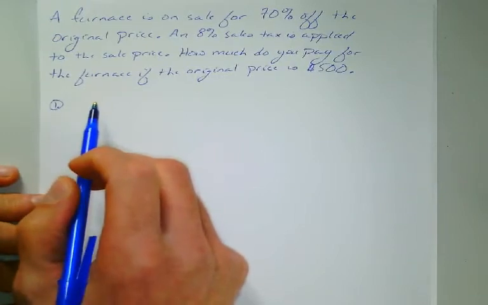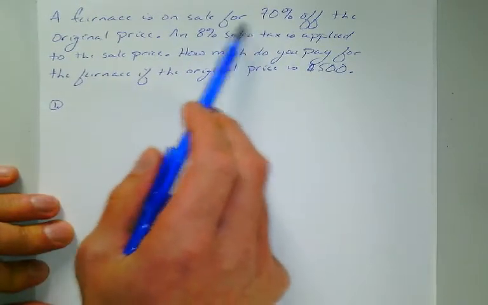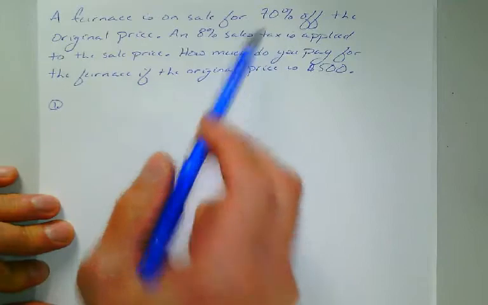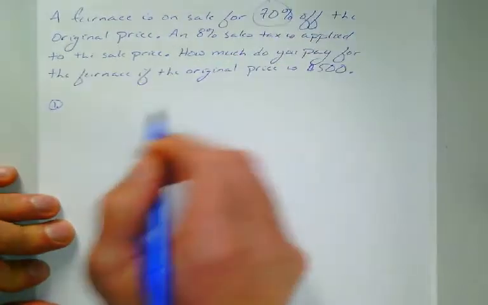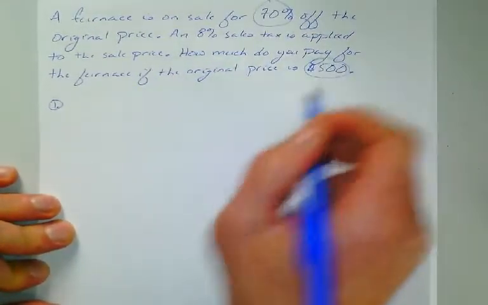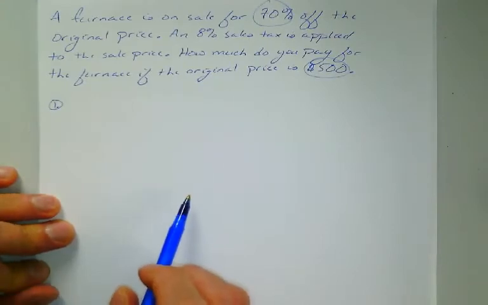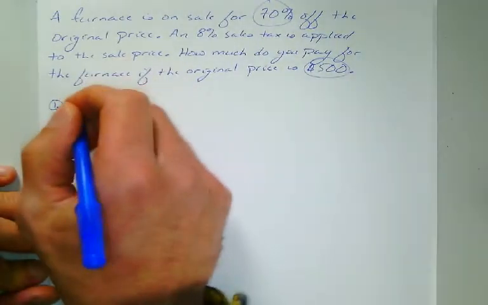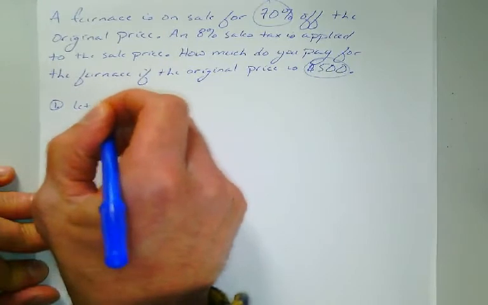So let's start off with the sale. It's on sale for 70% off the original price. The original price is $500. Those 2 things are important. So let's let X equal the discount.